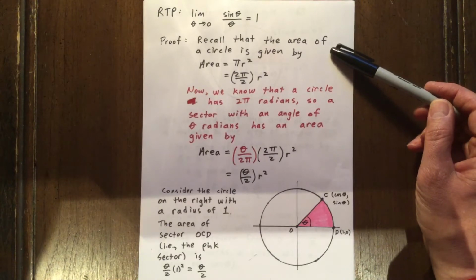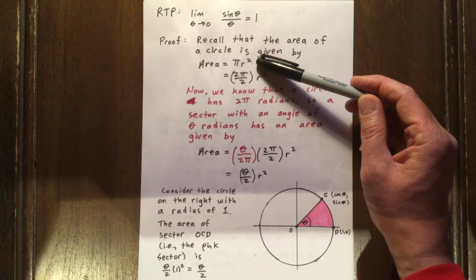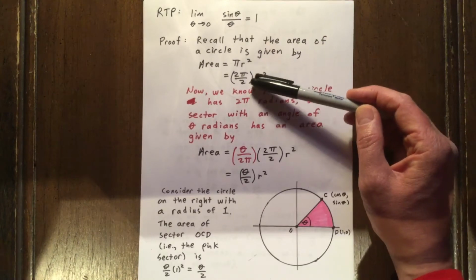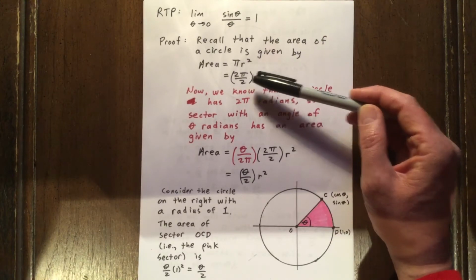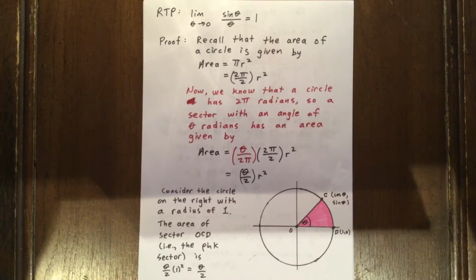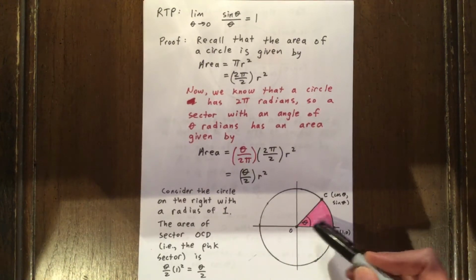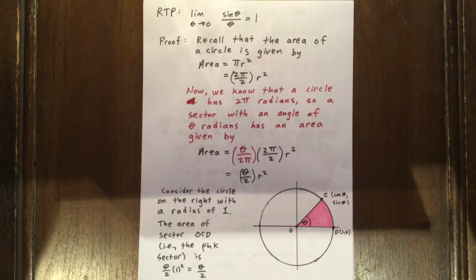Here's the proof. First, we're going to recall that the area of a circle is pi r squared, and we're going to re-express pi as 2 pi over 2. So we're going to say that the area of a circle is 2 pi over 2 times r squared. Now, we're going to focus in on a little sector of the circle. This pink piece is a sector.